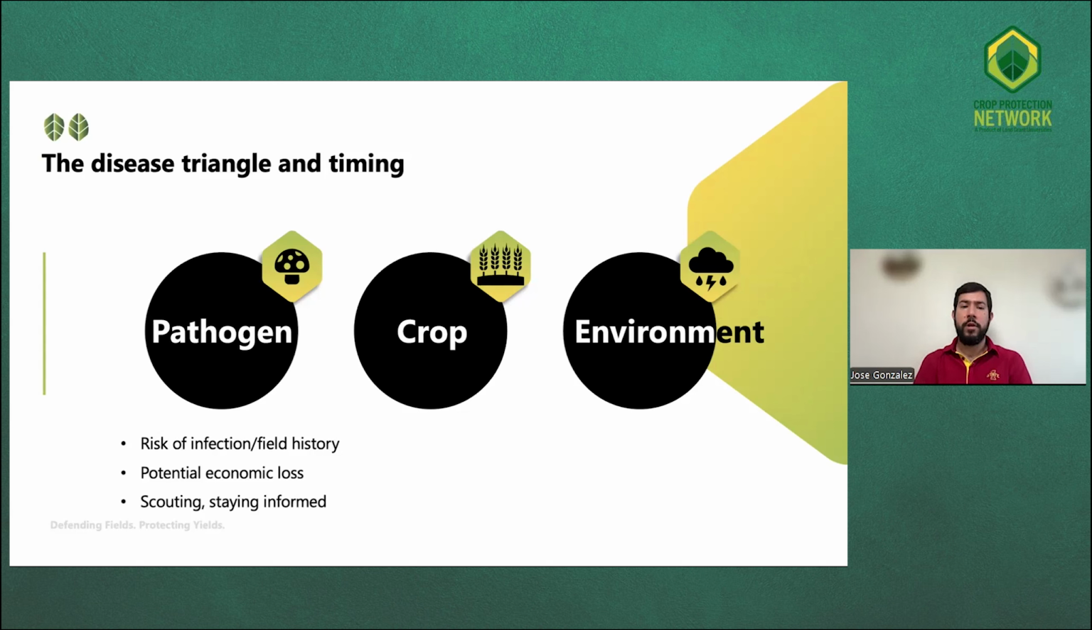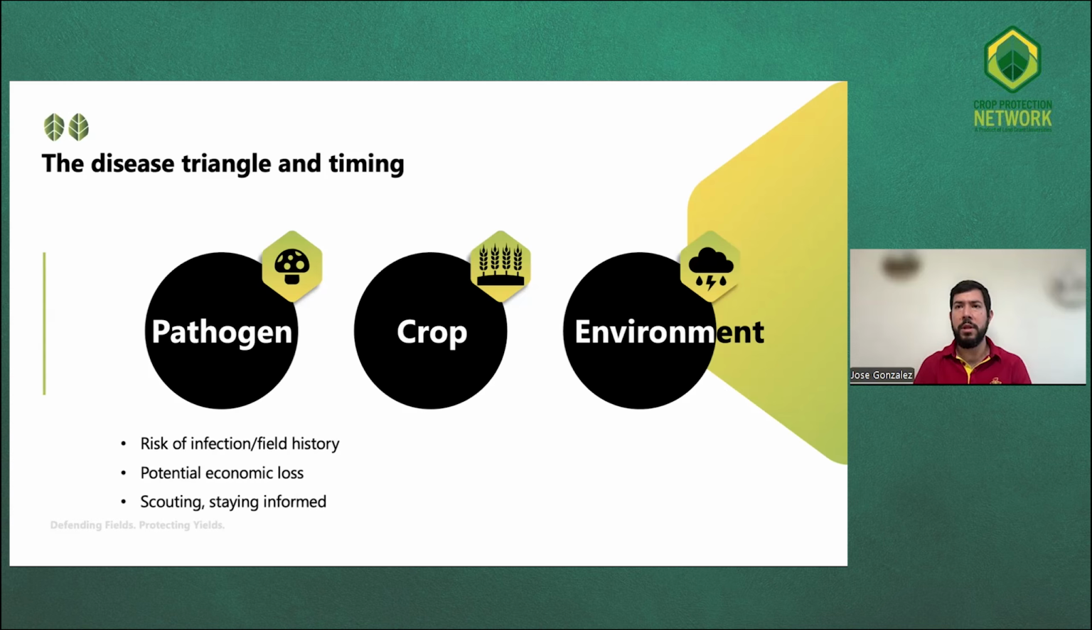So from the pathogen perspective, we should be aware of what is the risk of infection. For this it is useful to know the field history. For example, if we have had a foliar disease in the past, the inoculum may be present in the current season, and that's something that will affect the risk of infection, as other factors too.